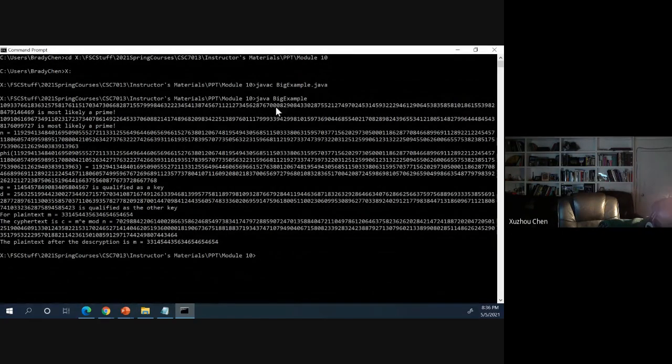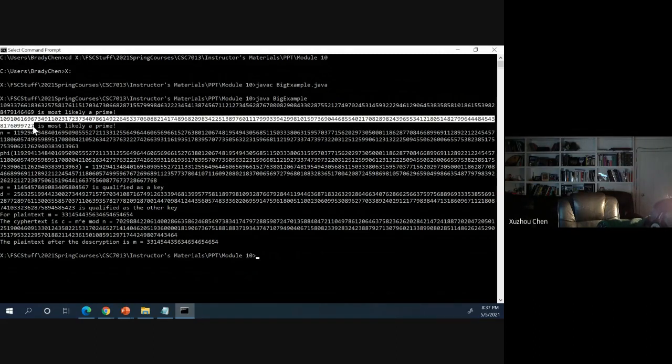Yeah, so this number is most likely a prime. So the number I just imported is most likely a prime. And this number, it's too long, so I cannot represent it using one line. This number is most likely a prime. So I can use these two numbers as prime numbers.